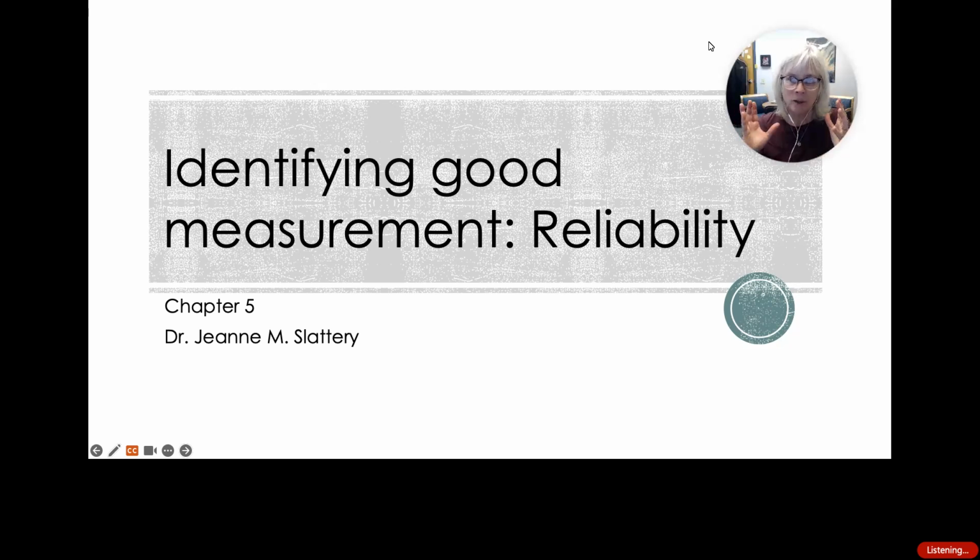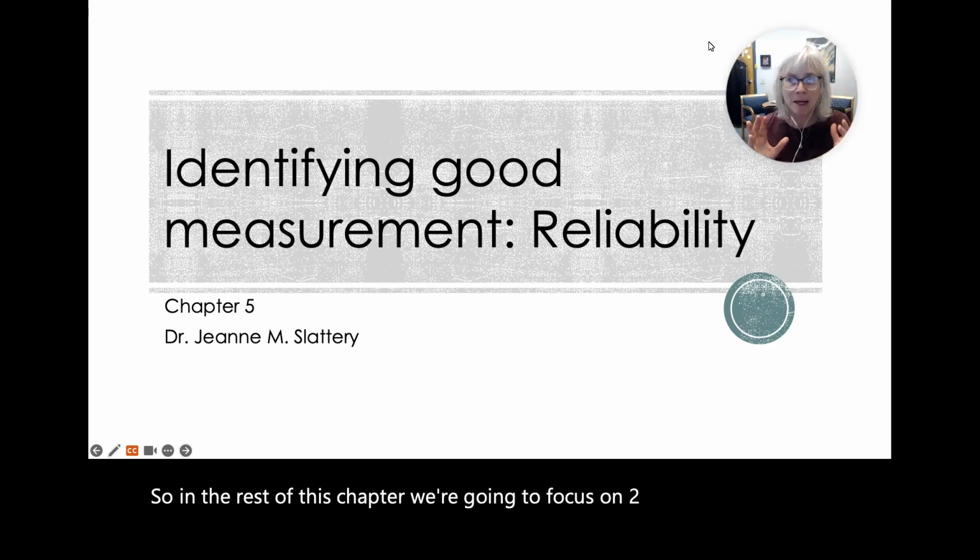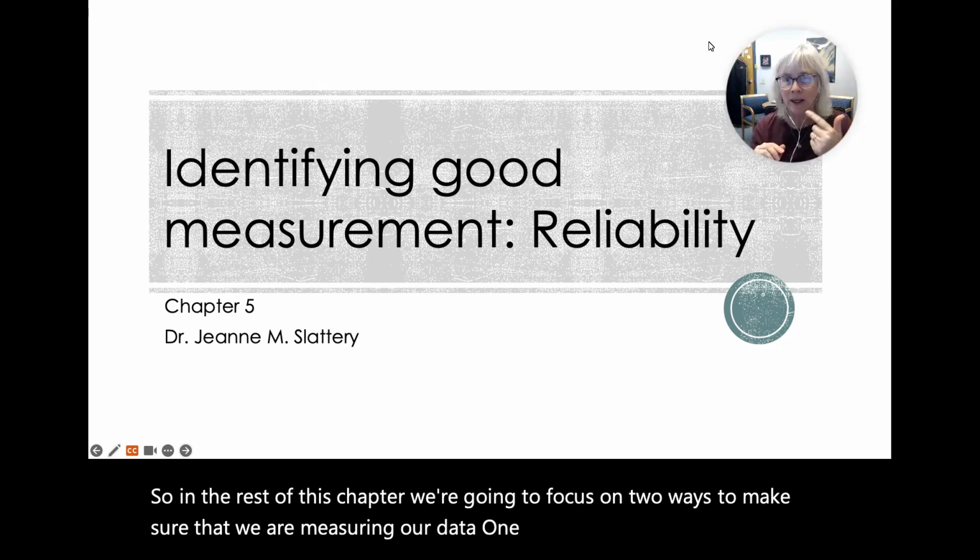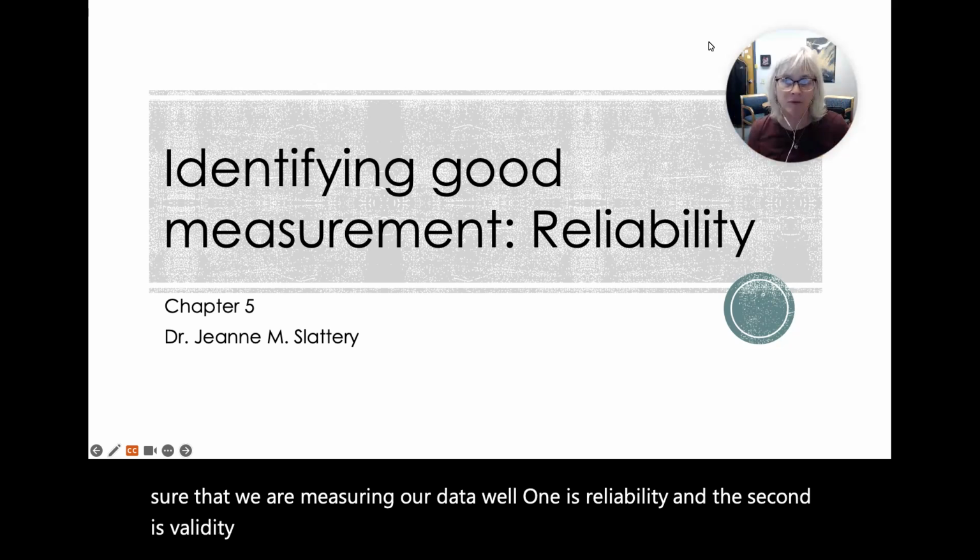So in the rest of this chapter, we're going to focus on two ways to make sure that we are measuring our data well. One is reliability, and the second is validity. So this video is going to focus on reliability.